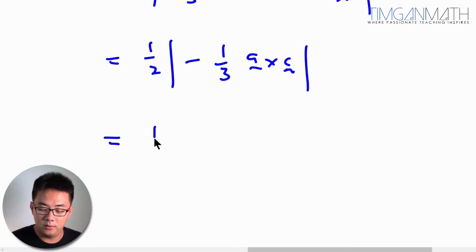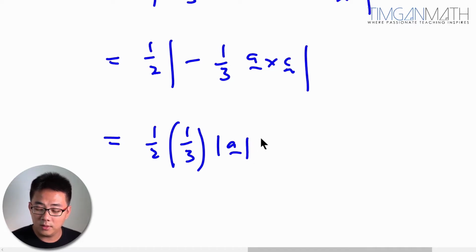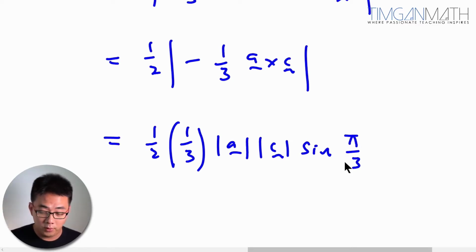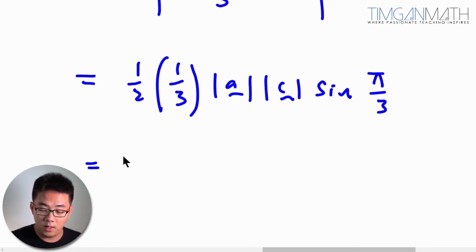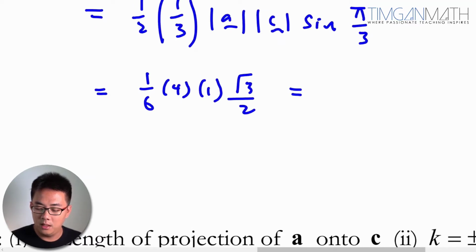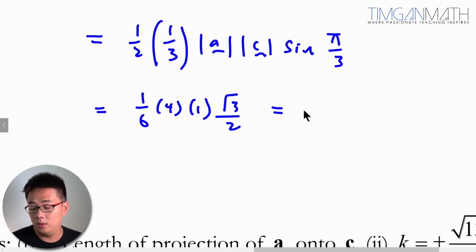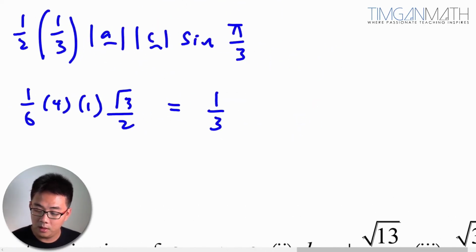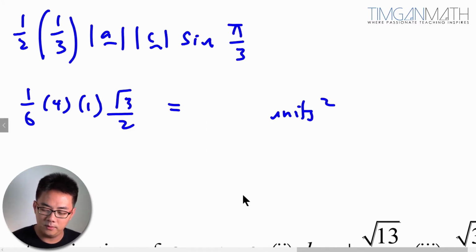Maybe I shouldn't do it so quickly. So mod A cross C will just be mod A, mod C, sine pi over 3. Pi over 3 will be root 3 over 2. A would be 4, C will be 1. So 4, 1, and this is root 3 over 2, which gives 2 root 3 over 6, so 1/3 root 3, square units. Okay, so that's your answer.